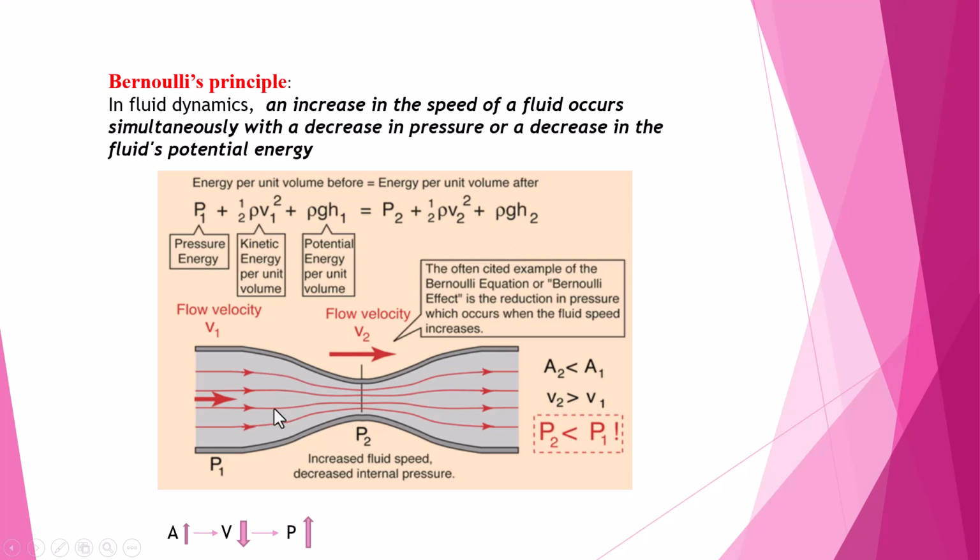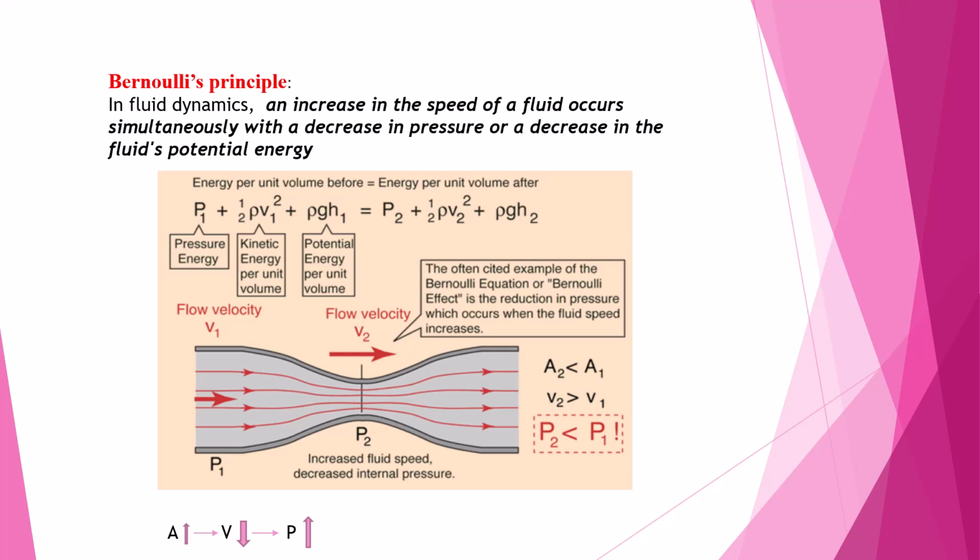Okay, here we can use it. Look here: V1, P1, A2, V2, P2. Which one is larger than the other? Let me see. Here, at phase 1, the area is large. Area is large, so velocity is slow. Velocity is slow, so pressure is high.